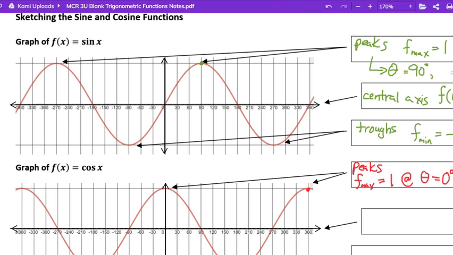And then what would be the next one? No. Look at the graph. -270, sure. How would I find it? What do I have to add? 360, right? So the next one would be 450, etc. Now the trough for the sine curve happens when theta is 270, right? And then we can just add 360, subtract 360.